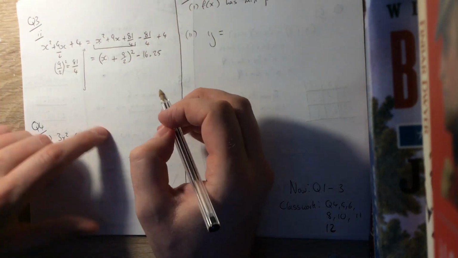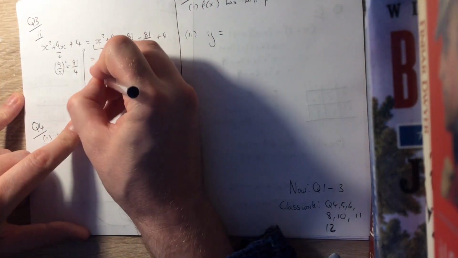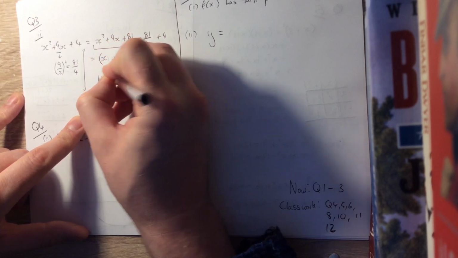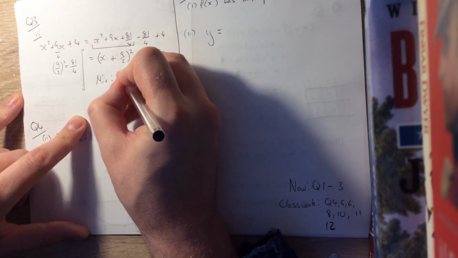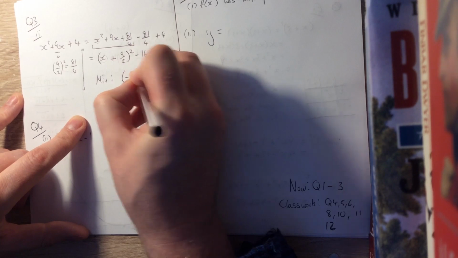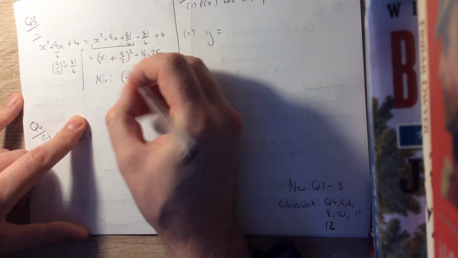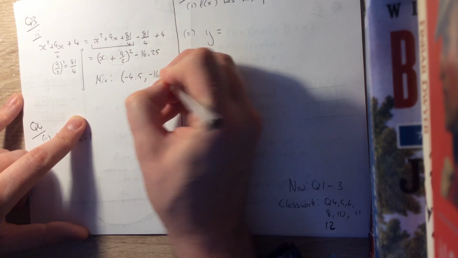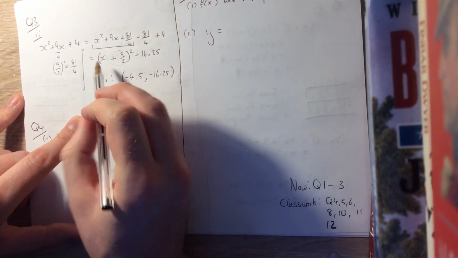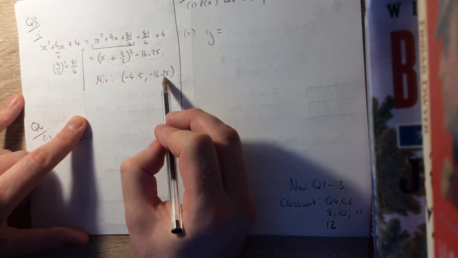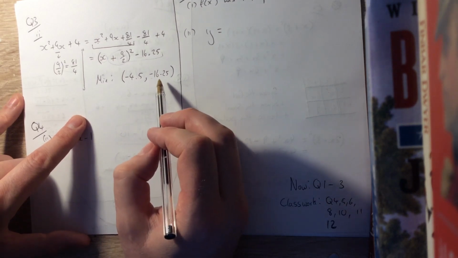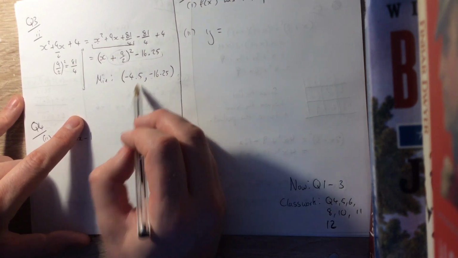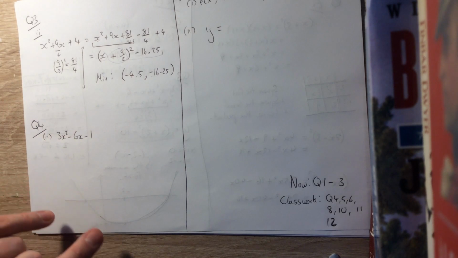Now, they don't ask for minimum point, but if they did, the minimum point would be, that number there is 4.5. So it'd be -4.5. Remember, you take the negative of whatever this number is, and then -16.25. That's the smallest value this thing can take, is -16.25, and that occurs when x has a value of -4.5.